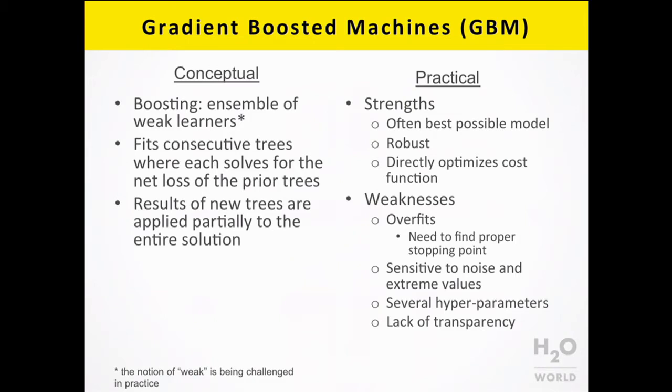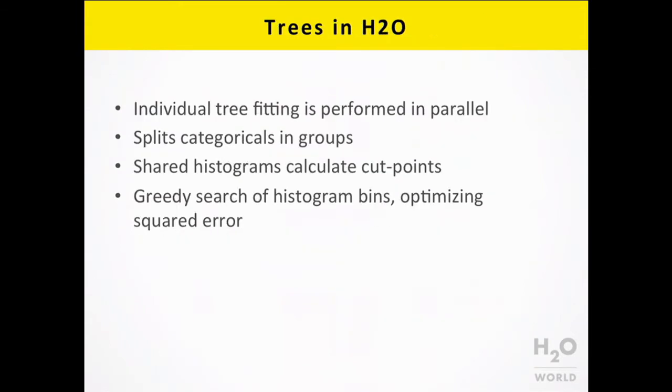Several hyperparameters to tune, that's probably one of the biggest pains as far as using these in practice. But we're working to get the hyperparameter numbers down, and you'll see that in some of our new features that are in these demos that we'll get to in just a sec. But there's more things to tune than random forest, especially GLM. And lack of transparency, just the same as random forest, except even more opaque with the GBM because the trees keep building on top of each other.